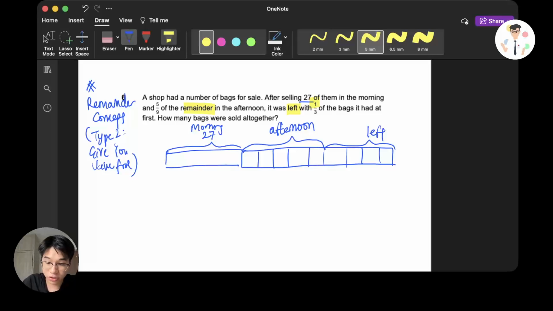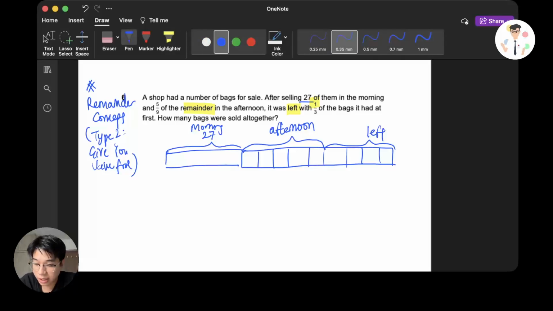Now this question is reminding you that the leftover here is supposed to be 1, whereas the total is supposed to be 3. But the problem is the leftover on top is 1, but my leftover at the bottom is supposed to be 4. These two are supposed to be the same, but they're not the same. So you're supposed to make it the same.